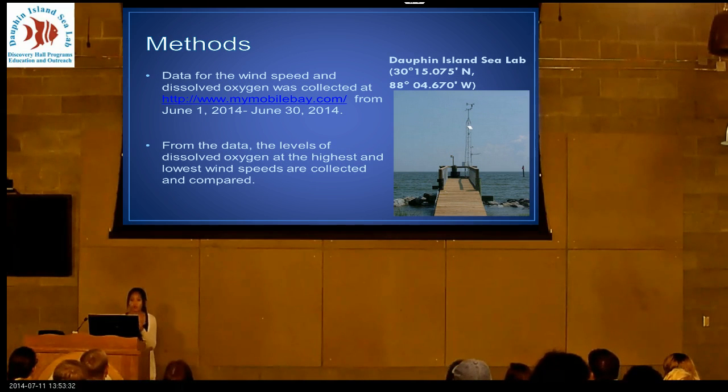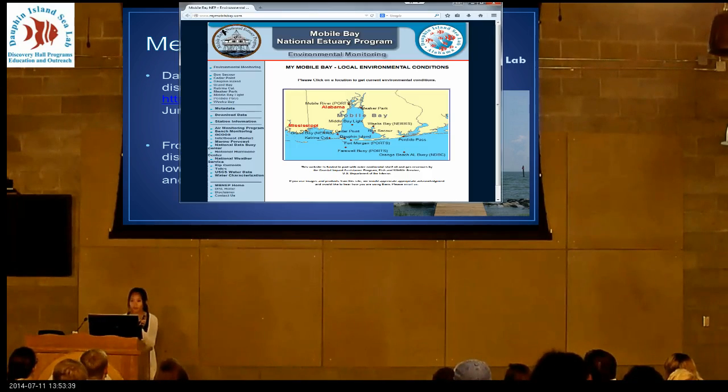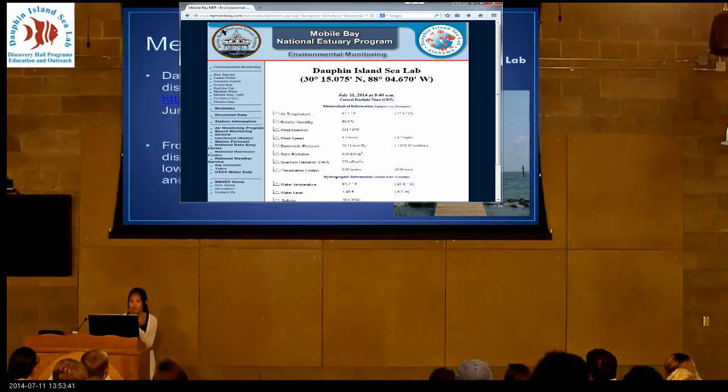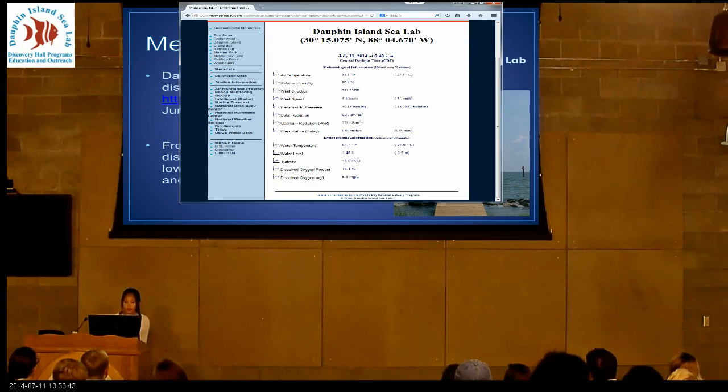My method was I went to a website called My Mobile Bay. You just click on Dolphin Island, and you get your wind speed here, and you get your dissolved oxygen. I took milligrams per liter.